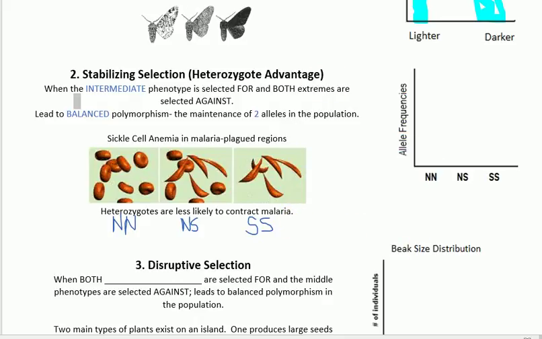So if we went over here and graphed this, then what's going to happen is you're still going to have some here, you're still going to have some here, but you're going to have a lot more in the intermediate.